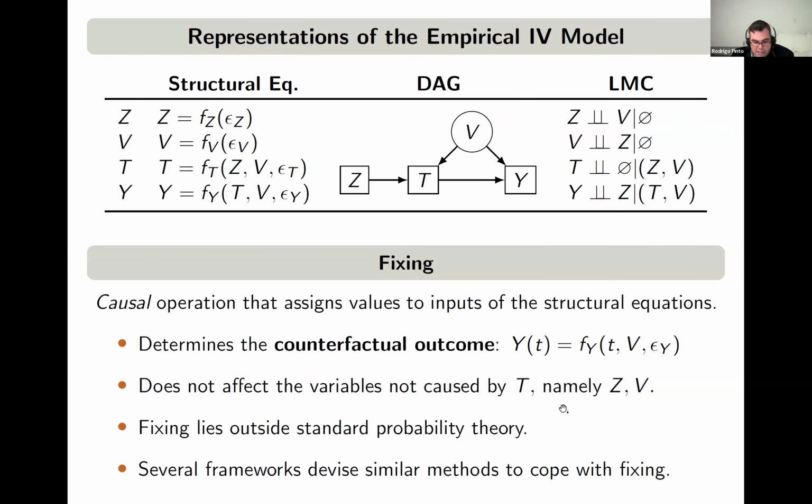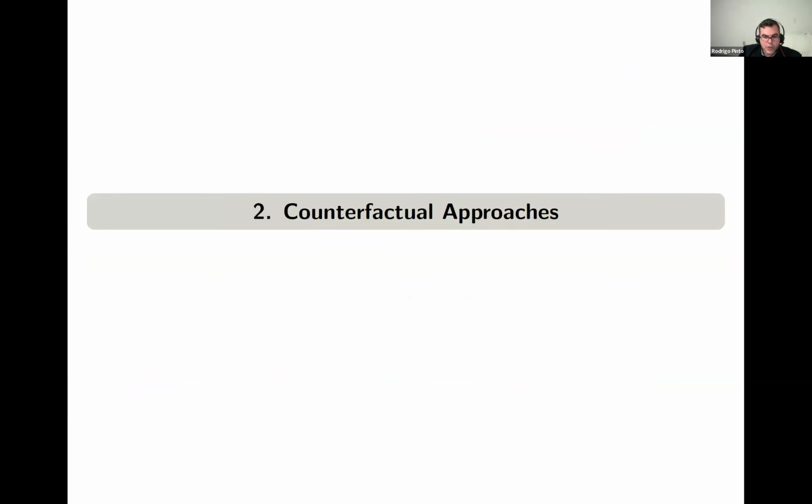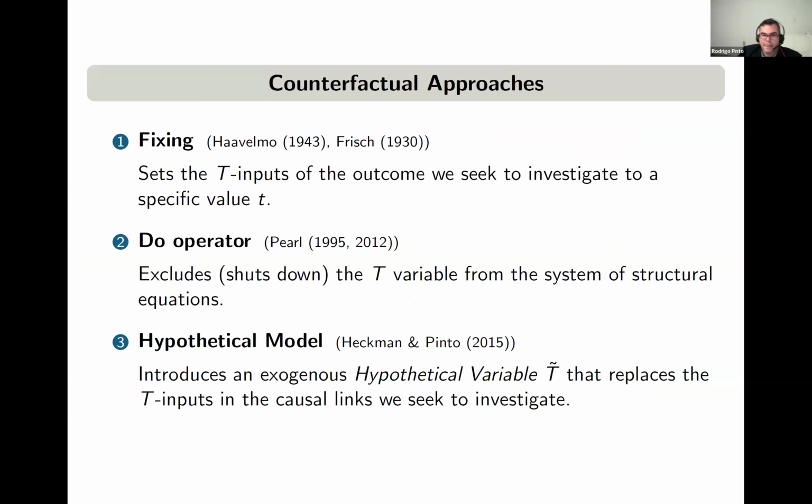So fixing lives outside probability theory, and there are several frameworks that devise methods for us to cope with the lack of tools that standard statistical probability theory has regarding the fixing operator. Now I'm going to talk about some counterfactual approaches that manipulate this operation of fixing to access causal parameters, and I'm going to investigate how to use them.